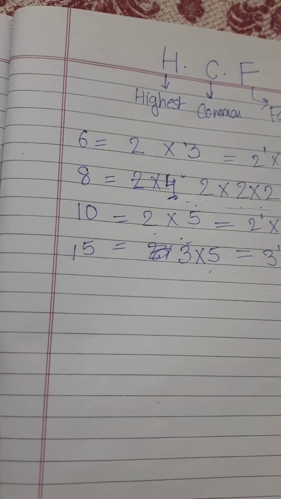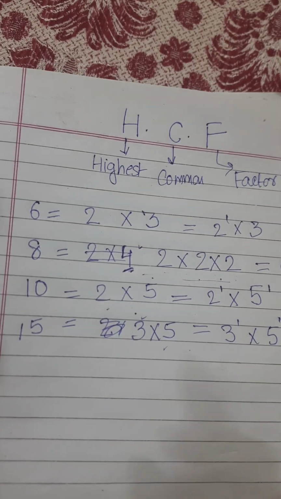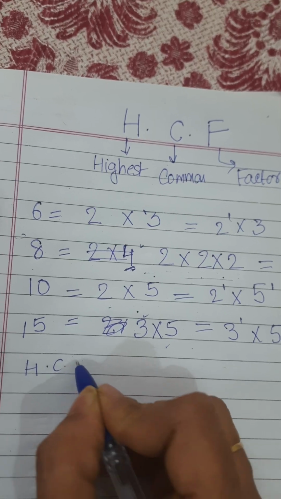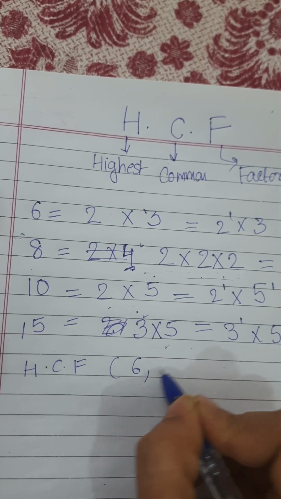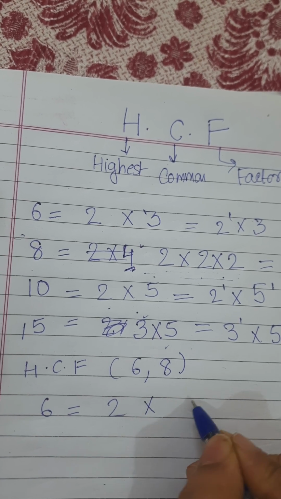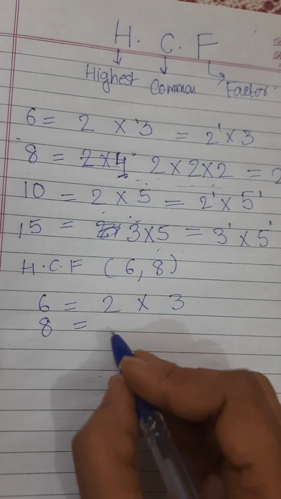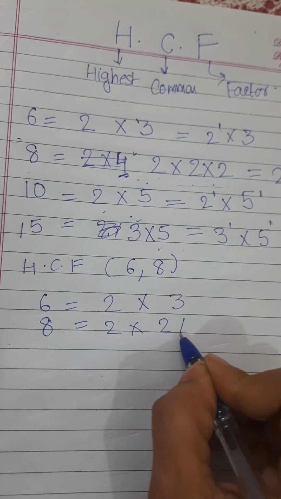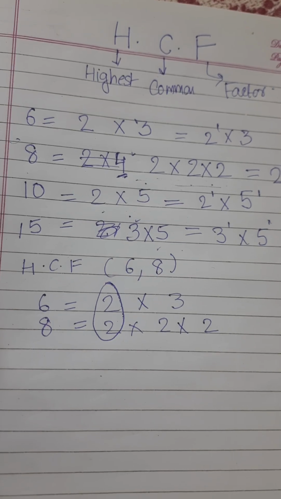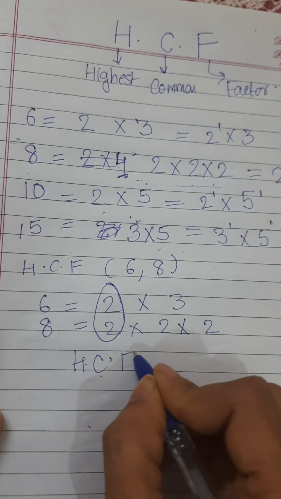So now let's try to find the highest common factor. Let's say I want to find the highest common factor of 6 and 8. So let me write HCF of 6 and 8. Now what are the factors of 6? 2 and 3. What are the factors of 8? 2 into 2 into 2. What is common? 2 is common, right? Between 6 and 8. So my HCF is 2.